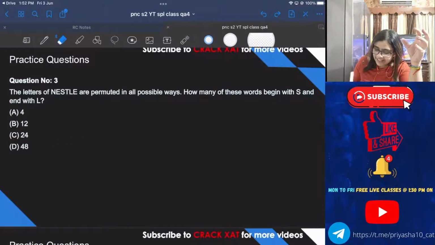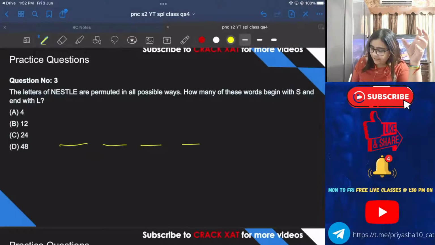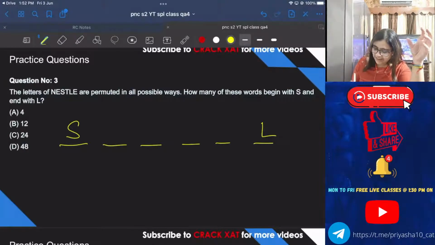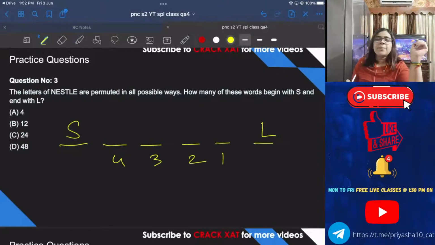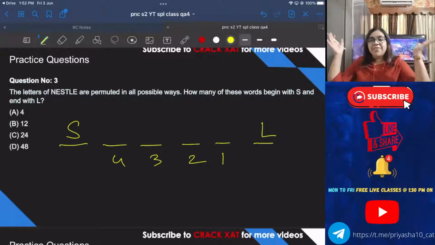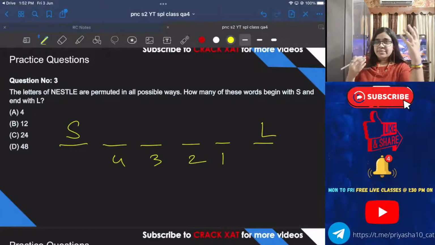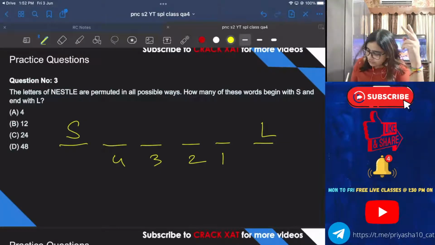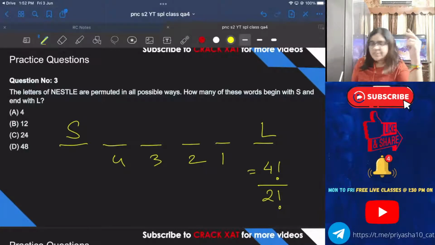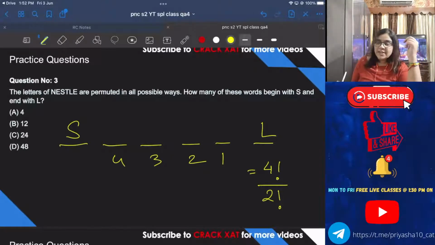Find out where you are making a mistake here. 6 possibilities with us, 1 2 3 4 5 6. This is fixed as L, this is fixed as S, this is fixed as L. 4 into 3 into 2 into 1 you people have done, but who will remember about E? E is repeated, right? So we should keep in mind that E is double. Yes Shayan, that's right, 4 factorial by 2 factorial will be my answer. We'll divide by 2, correct. Yes Tejaswini, yes G's, that's absolutely right.